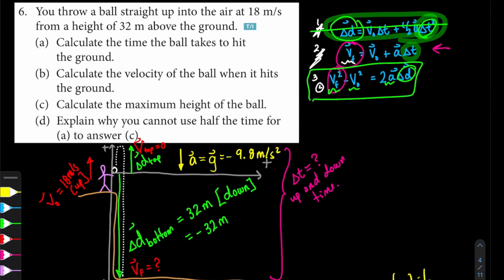Now for part D, they're asking us to explain why we couldn't use half the time of A to answer C. So this whole path that I drew in white, that was our time interval, delta t. But because there's no symmetry, we couldn't cut it in half.